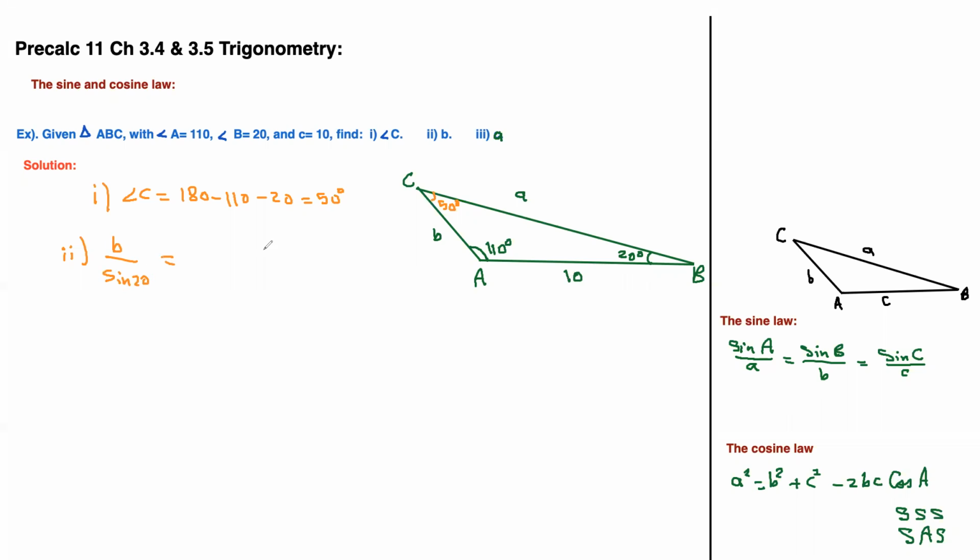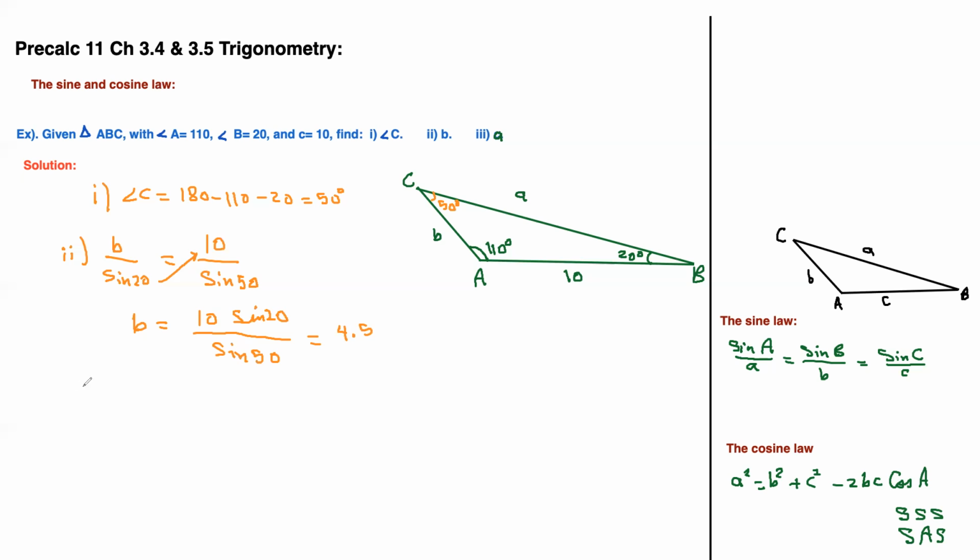So B over the sine of the angle that's opposite to it, which is sine 20, equals, I'm given the 10, so I'm going to work with the 10 over sine 50 degrees. Therefore, B would be 10, I'm just going to cross multiply the sine 20 there. So 10 sine 20 over sine 50, which equals, I'm just going to, here. So B is 4.47 or 4.5. So I'm just going to round it out, 4.5.